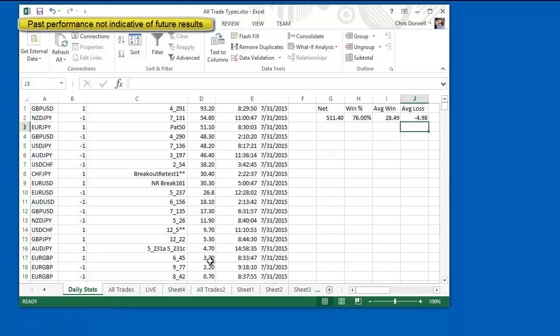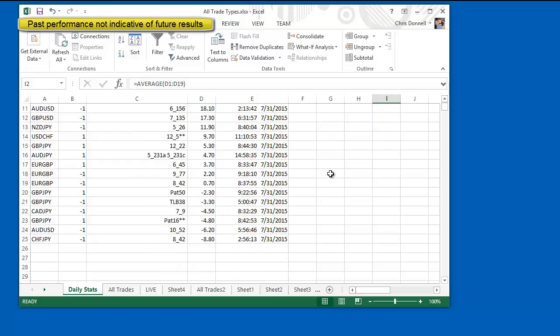Thursday and Friday I spent very little time working on the system, so Friday's result is outstanding considering that. 511 pips, 76% winning, and huge average win versus average loss. I like it to be 2 times bigger win than loss. 2.5 times great, and this is almost 6 times bigger win than loss.